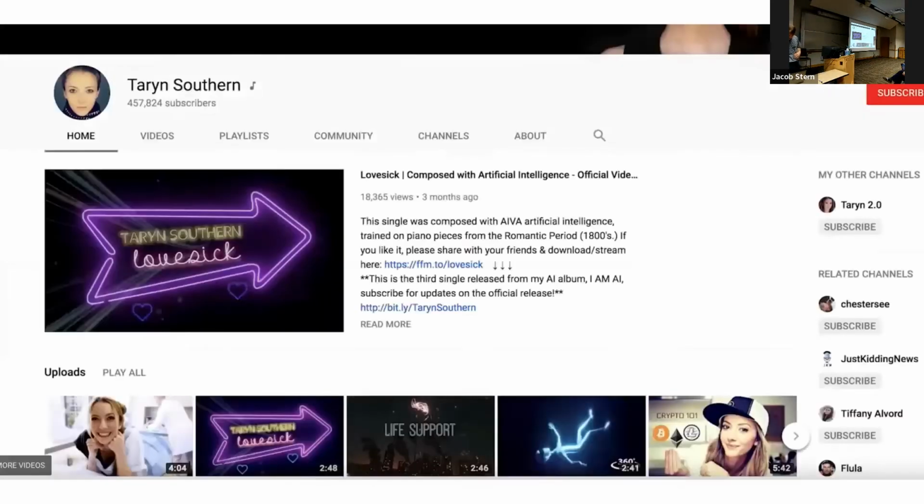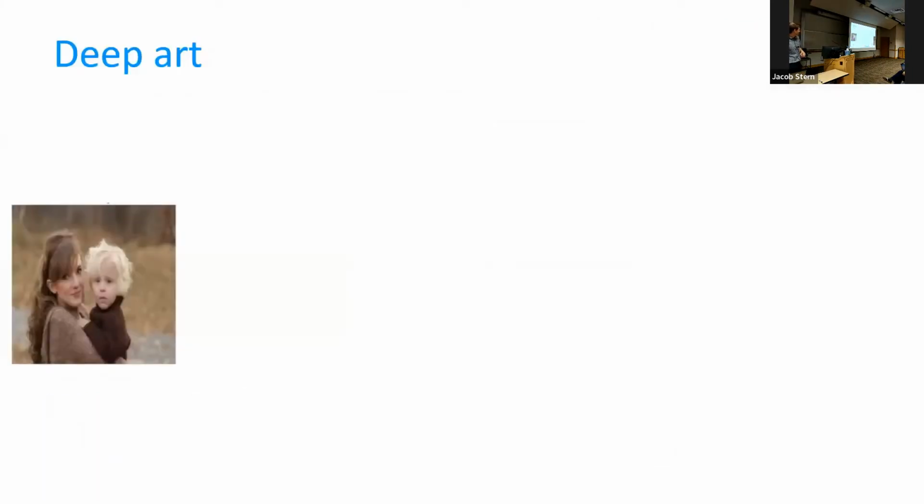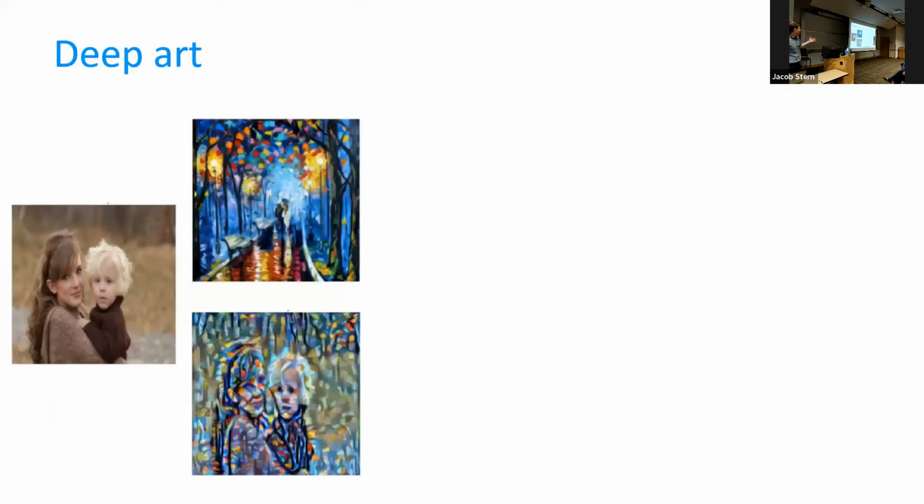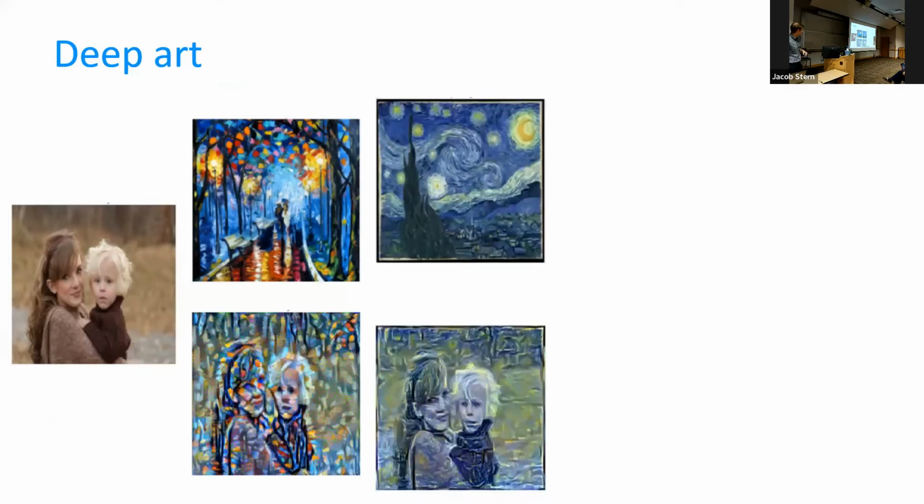We're going to talk about ethics in a little bit, but on a bit of a lighter note, there are some really fun things out there that have come out as well. So we have music composed by artificial intelligence. We have deep art, where you can take an image and impose an artistic style on that image.